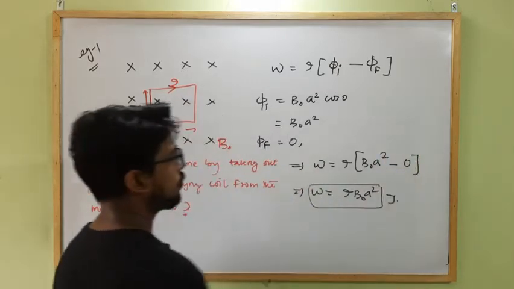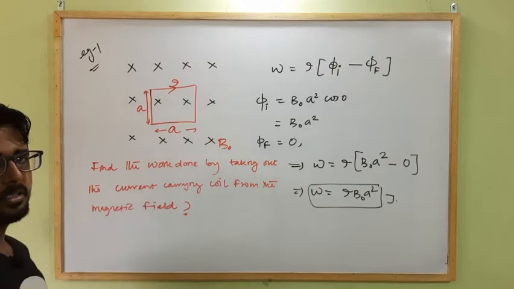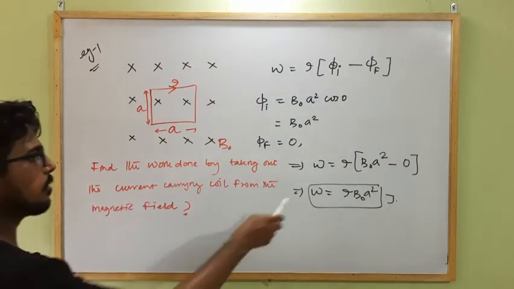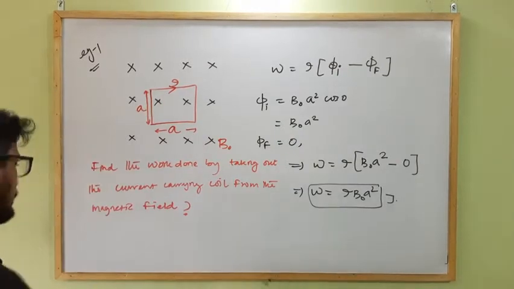joule or Newton, whatever be the unit given over here. Clear? So this is the amount of work done by removing this coil from the magnetic field. Okay.